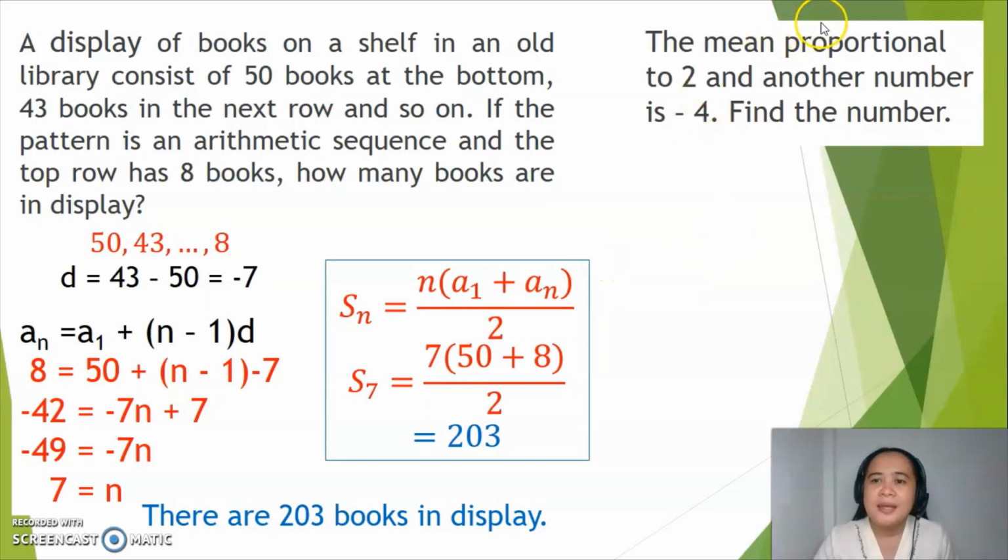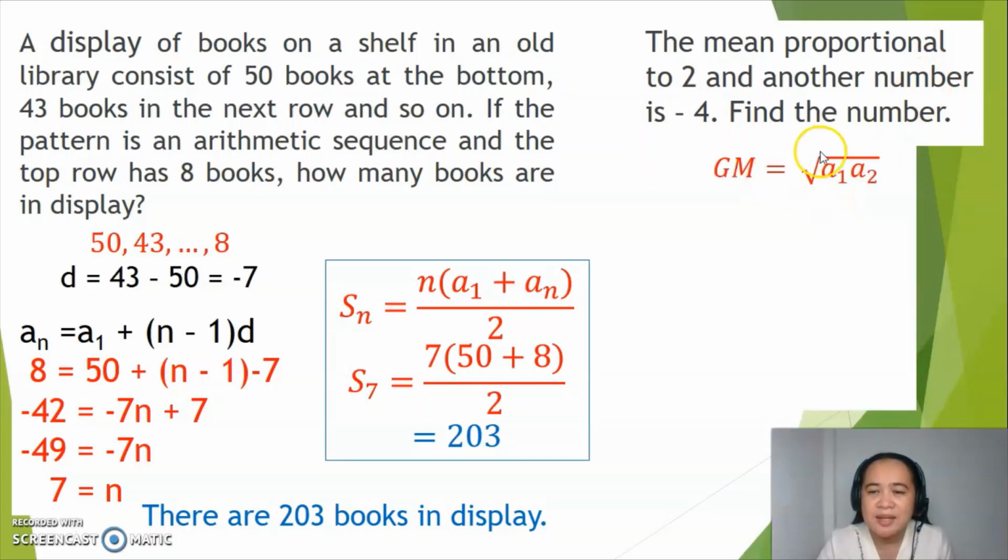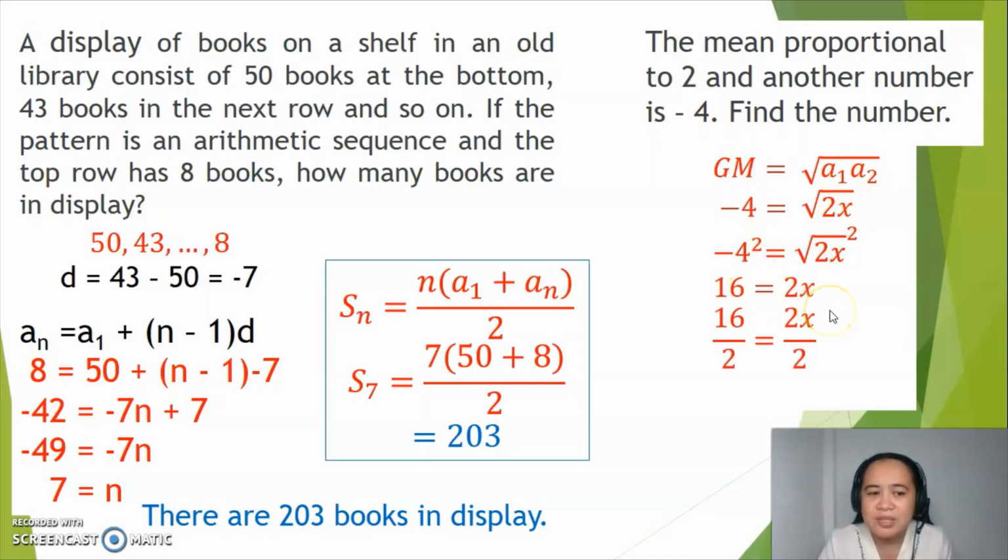Another, the mean proportional to 2 and another number is -4. Find the number. So take note, mean proportional. So you're talking about proportion here. So that would be geometric mean. So geometric mean, you will simply multiply and get the square root of the product. So in this case, our geometric mean is -4. The one term is 2 and the other term is unknown. So squaring both sides, we will end up with 16 equals 2x. Dividing both sides by 2, so we will end up with 8.